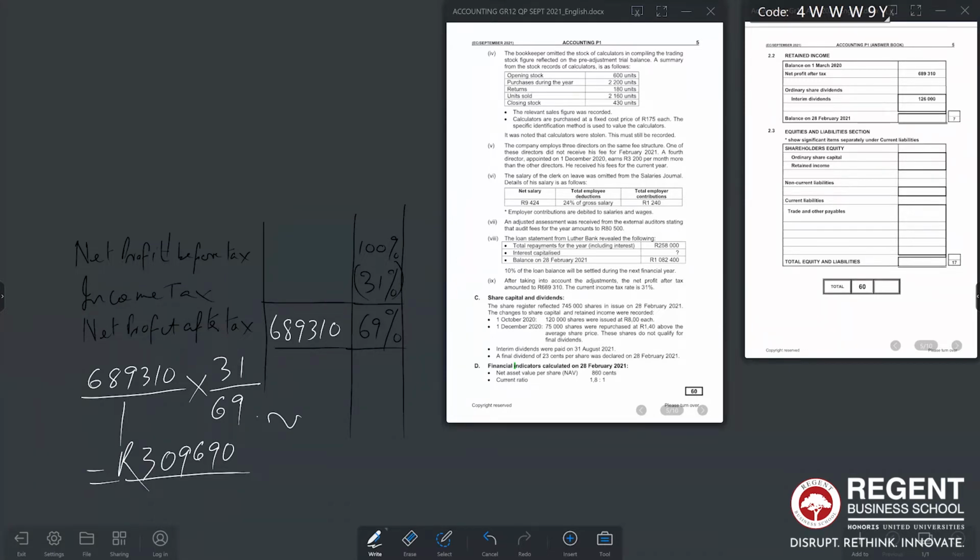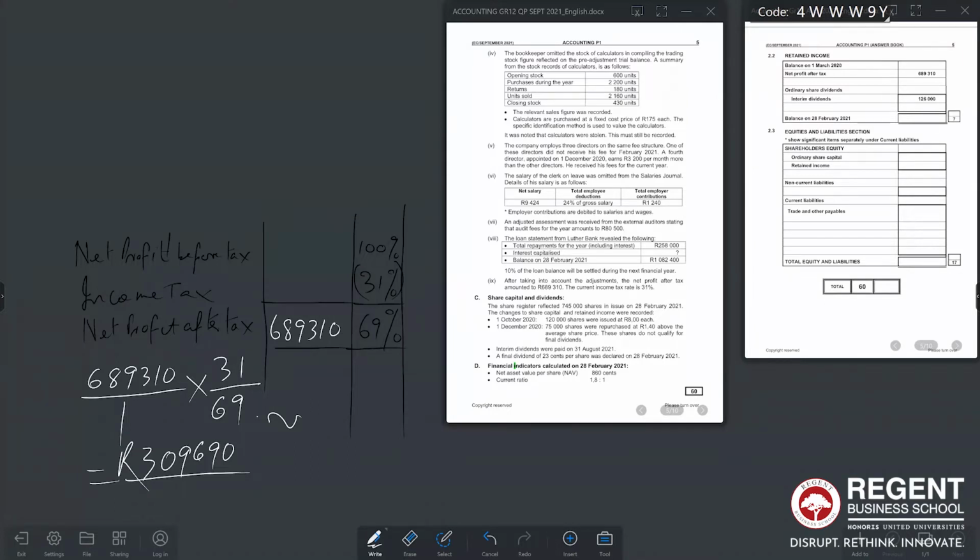Now, you know that SARS expects you to pay first provisional tax. They expect you to pay second provisional tax. So I said that my income tax, I calculated it to be 309,690. I've got the workings on the board. Now, compare that to the first and second provisional tax that you paid. I already paid, according to the question, in your trial balance.